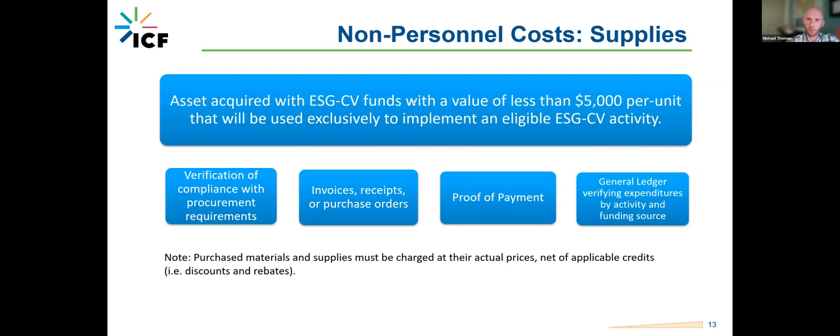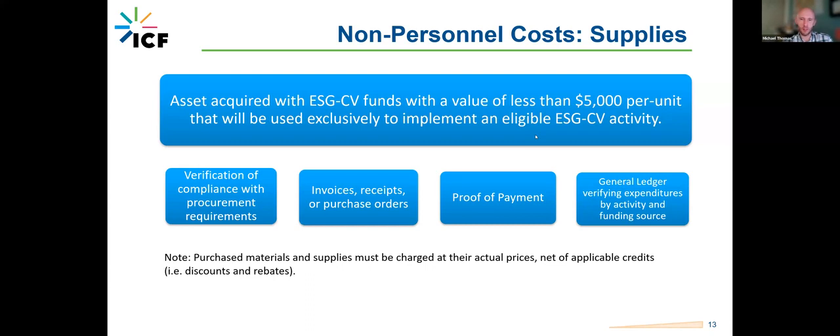Okay, so next we'll talk about supplies. That's an asset acquired with ESG funds with the value of less than $5,000 per unit that will be used exclusively to implement an ESG eligible activity. So for supplies, you need verification of compliance with procurement requirements, if applicable, invoices, receipts, or purchase orders, proof of payment, and general ledger records.